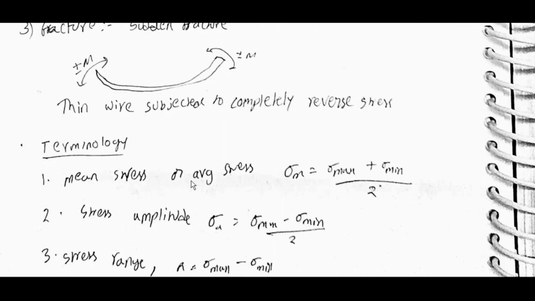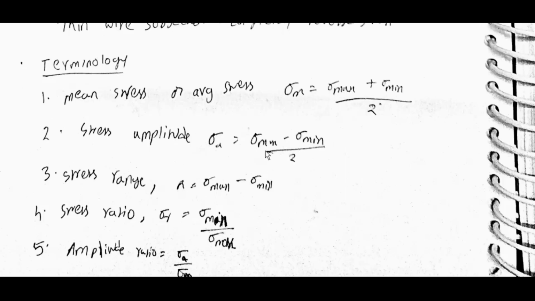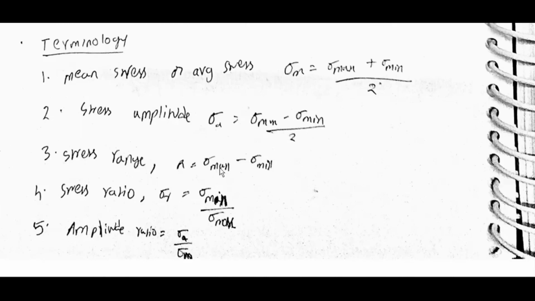Terminology: mean stress or average stress σm is equal to (σmax + σmin)/2. Stress amplitude σa is equal to (σmax − σmin)/2. Stress range is equal to σmax − σmin. Stress ratio R is equal to σmin/σmax. Amplitude ratio is equal to σa/σm. These are all important because a previous GATE question was based on stress ratio or amplitude ratio.